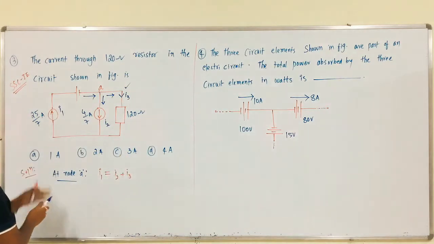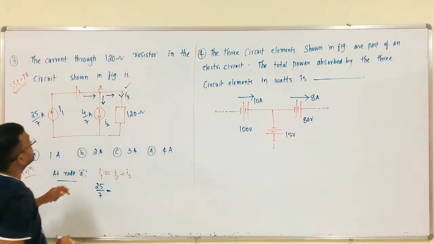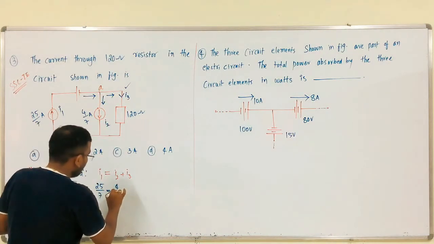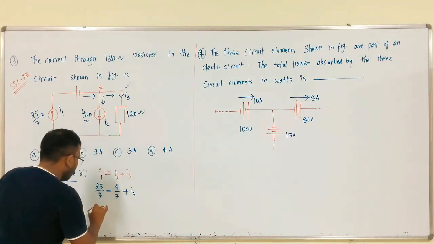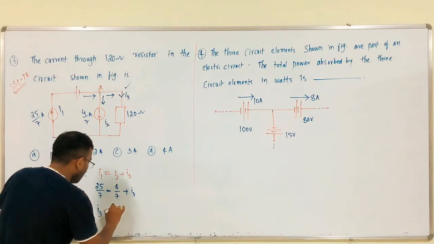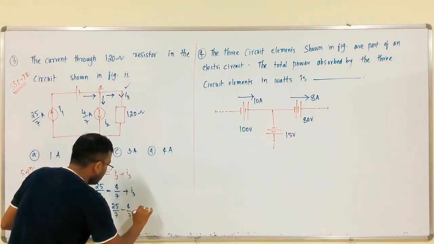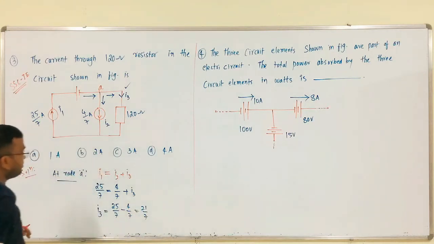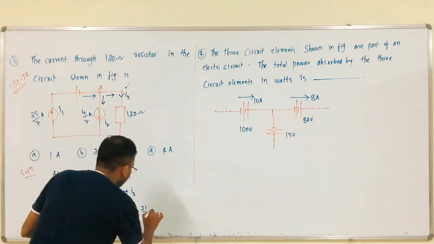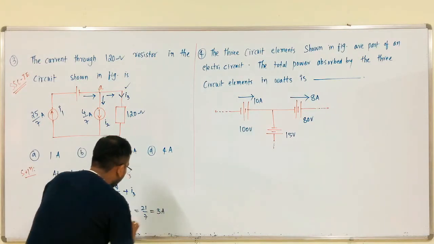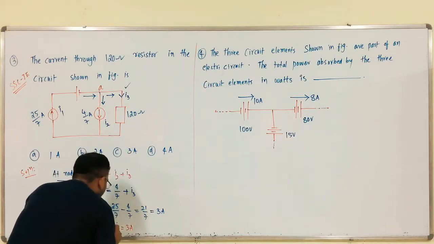So, what is the value of I1 that is given? 25/7, which equals, what is the value of I2, which equals 4/7 amps. We do not know the value of I3. So, from this I3 equals 25/7 minus 4/7, which equals 21/7 amps, that is equal to 3 amps. So, I3 is equal to 3 amps.